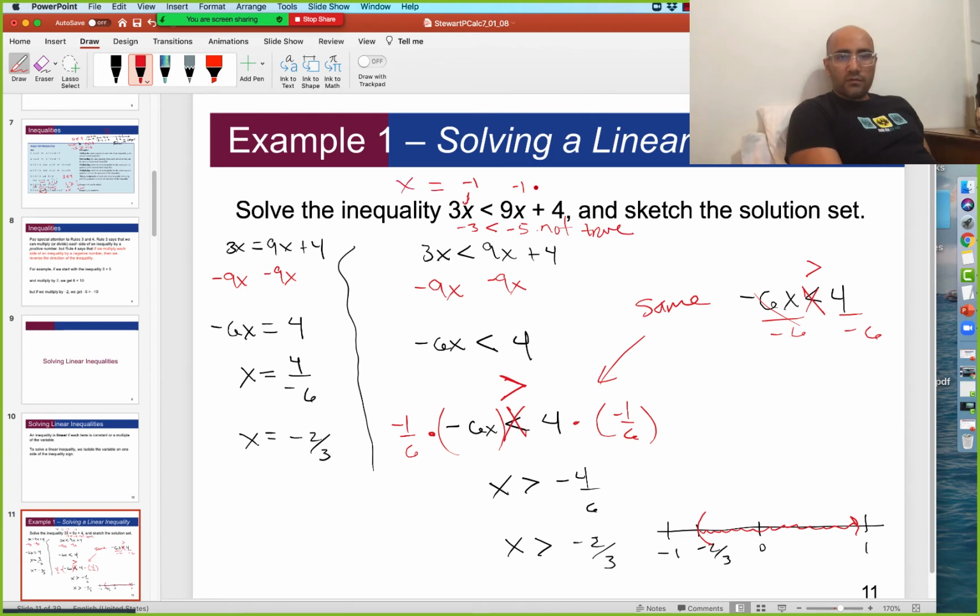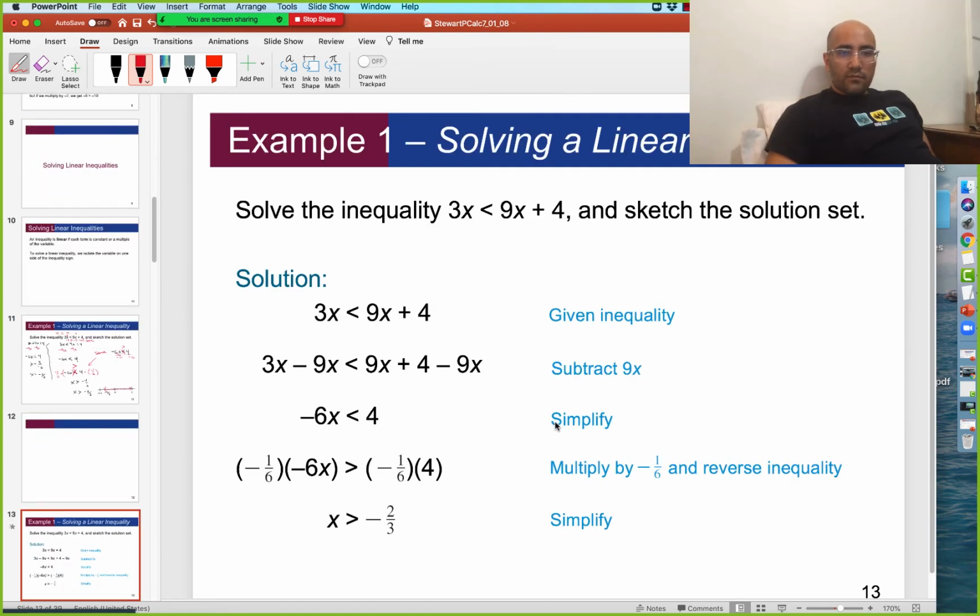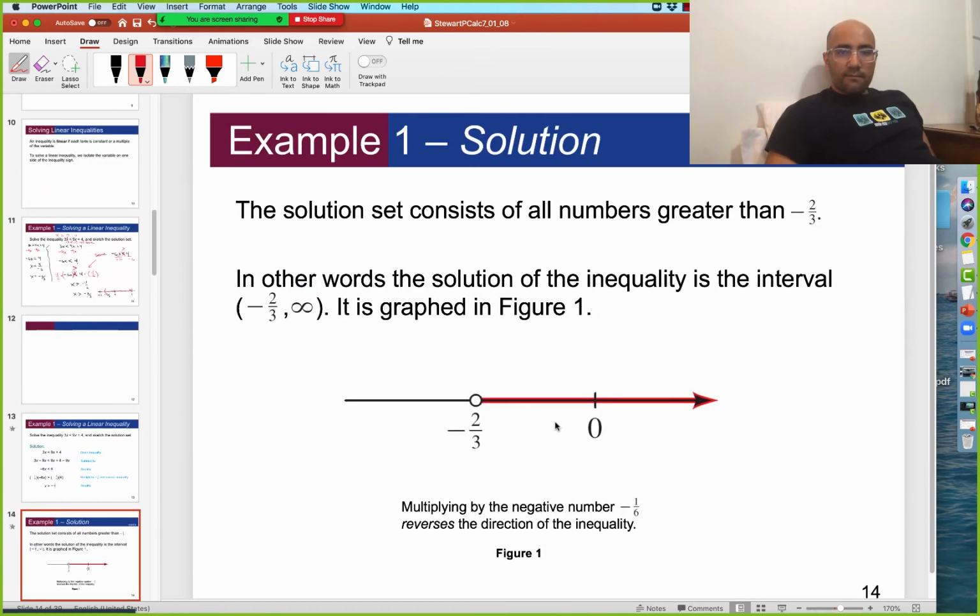X equals negative 1. Okay, any questions? No? Okay, so Lothar did the exact same thing. We can also use an open circle instead of parentheses, and we can also describe the exact same set using interval notation by describing it this way: negative 2/3 out to positive infinity.